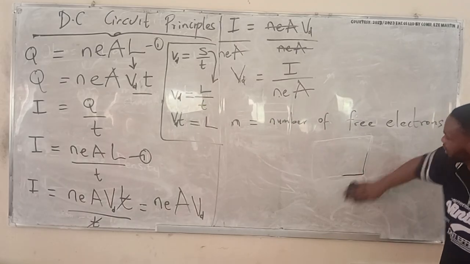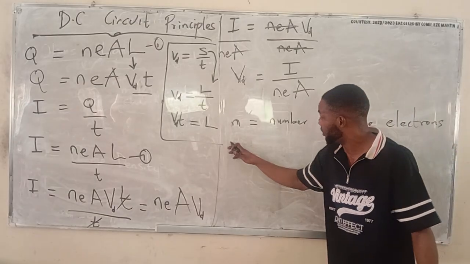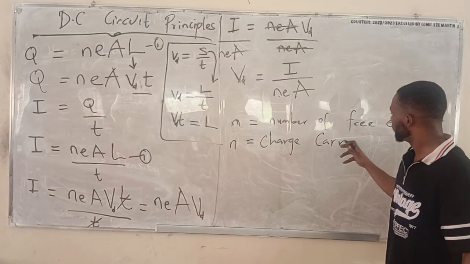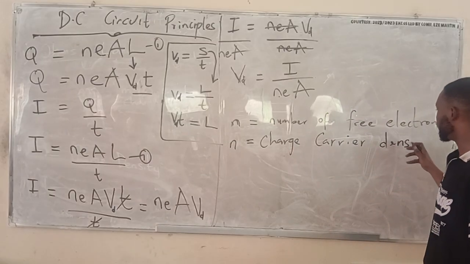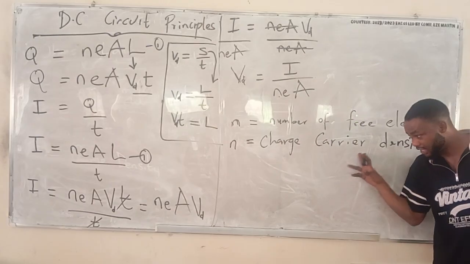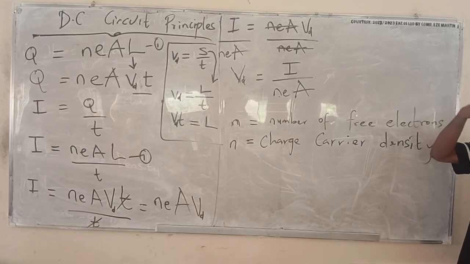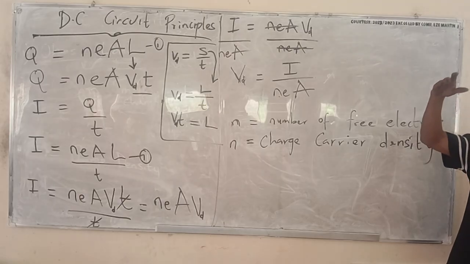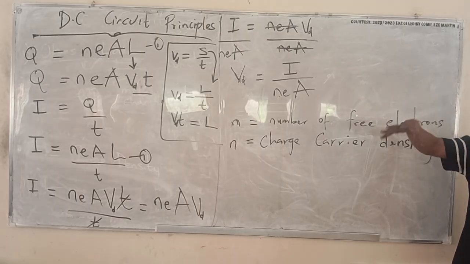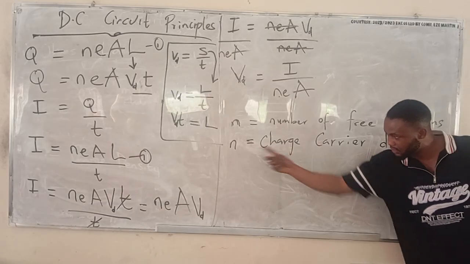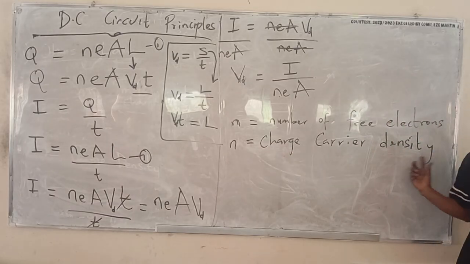I'm giving it to you so that when you start seeing questions, you understand what it means. So n is also equal to charge carrier density. Density means something being packed. If you compare foam to sand inside the same liter, sand will be heavier, which means it is more dense. So the charge carrier density is the n. If they don't call it free electrons, they call it charge carrier density.